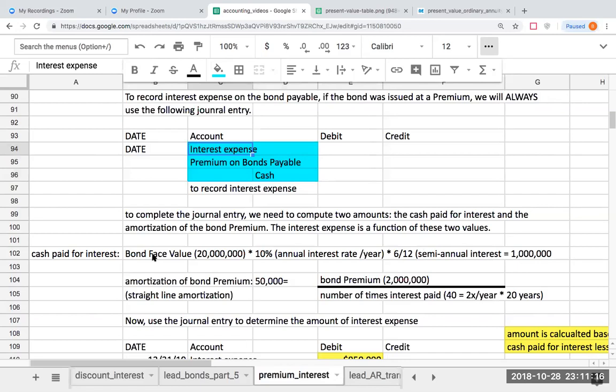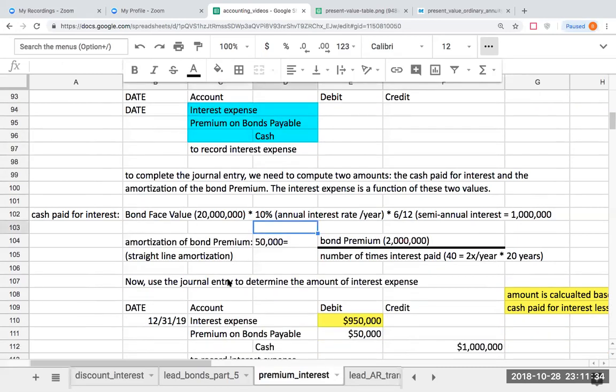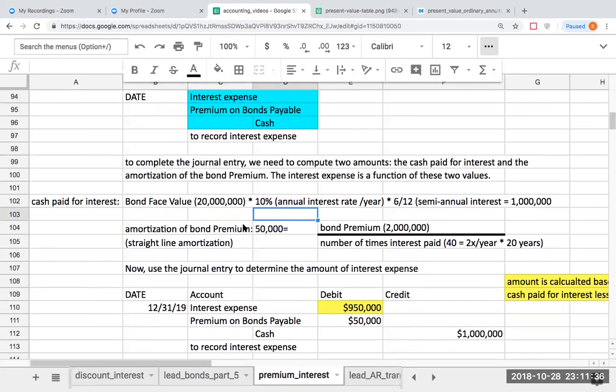Well, this bond had a face value of $20 million and a 10% annual interest per year. That would give me $2 million, but because we're paying every 6 months, I multiply that amount by 6/12. So the amount of cash paid for interest is going to be $1 million. And in terms of my amortization of my bond premium, in this case it was $2 million.